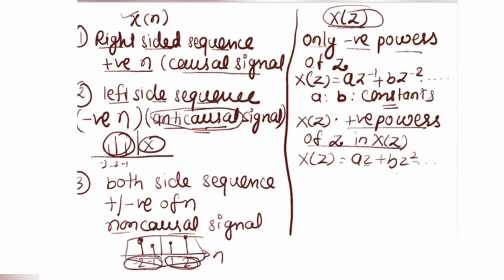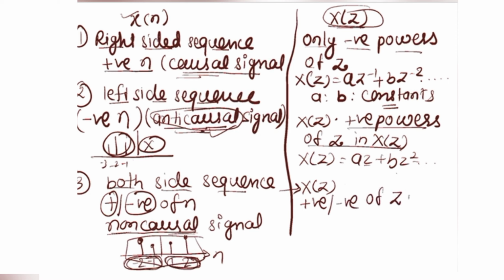Both are a compulsion. If positive n is absent, then it will be called anti-causal. If negative n is absent, then it is called causal. So causal plus anti-causal is non-causal. Non-causal signal is a both side sequence, meaning it will exist for positive n and negative n both. When we estimate the Z transform for these both sided sequences, we will get positive powers as well as negative powers of z in X(z).